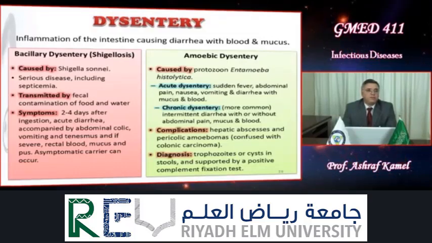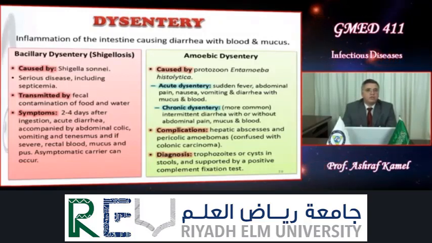It is transmitted by fecal contamination of food and water. As for the symptoms, 2 to 4 days after ingestion there is acute diarrhea accompanied by abdominal colic, vomiting, and tenesmus, and if severe, rectal blood, mucus, and pus. Asymptomatic carriers can occur. Amoebic dysentery is caused by the protozoan Entamoeba histolytica.